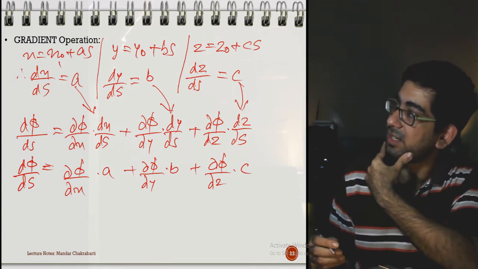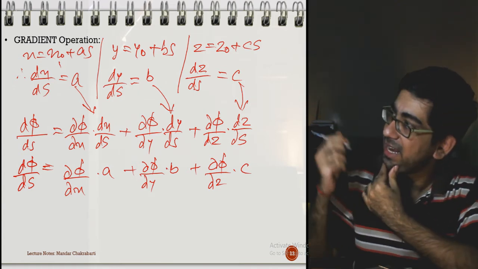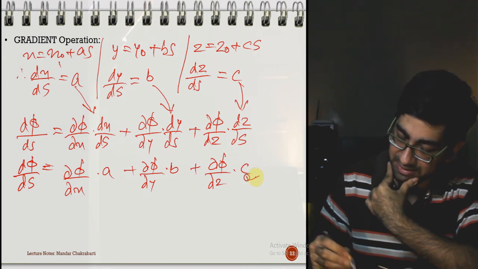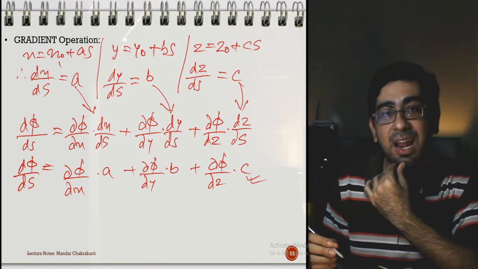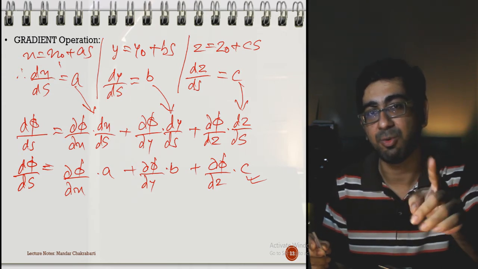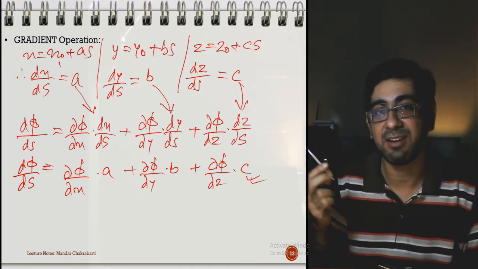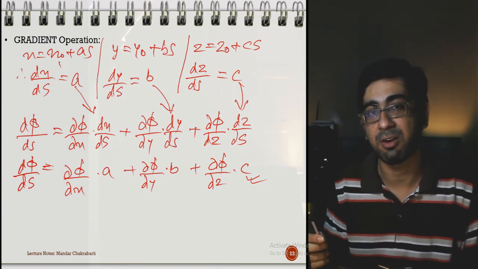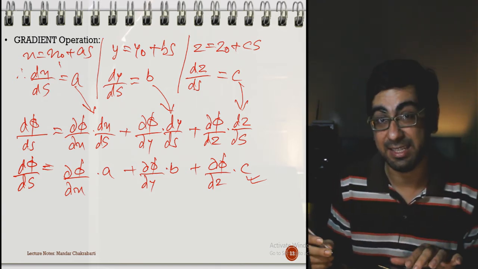Now, here I have one question for you. Can I write this particular result as the scalar dot product of two vectors? Think about it and you can tell me that yes, I can write this as the scalar dot product of two vectors. Something like this.